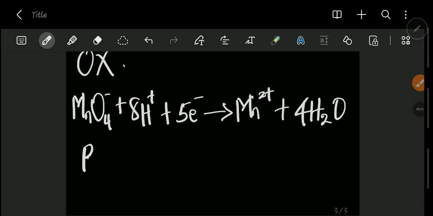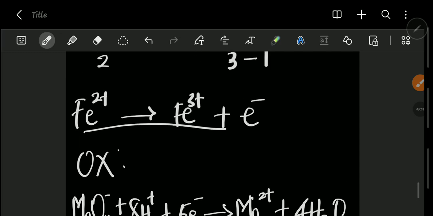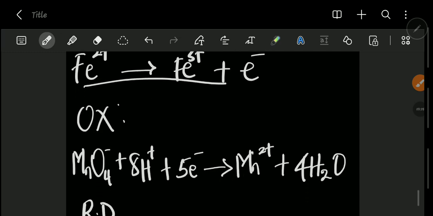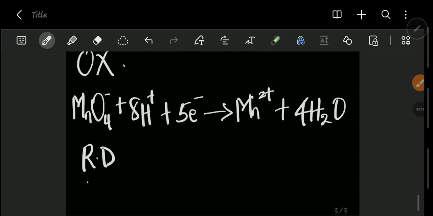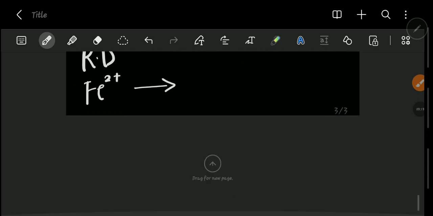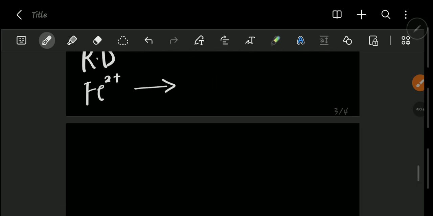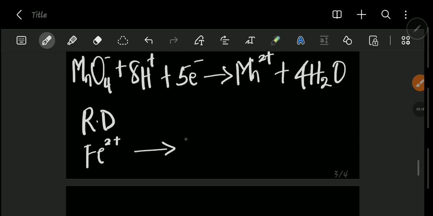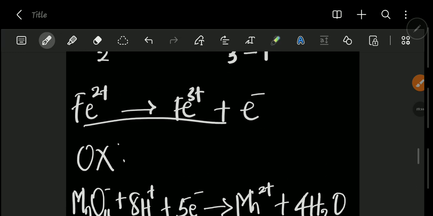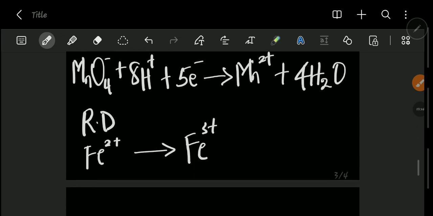And for the reduced, I'm having Fe2+ and then Fe3+, then plus 1 electron, right?